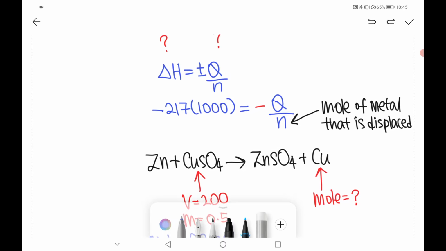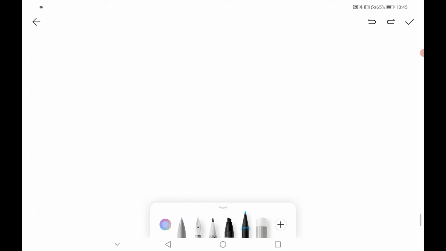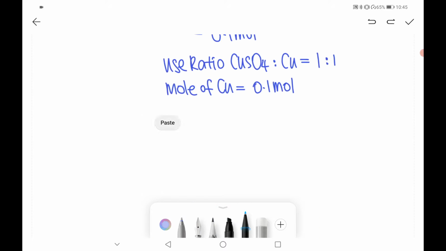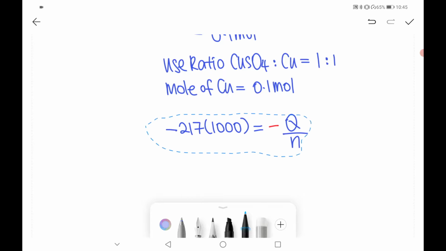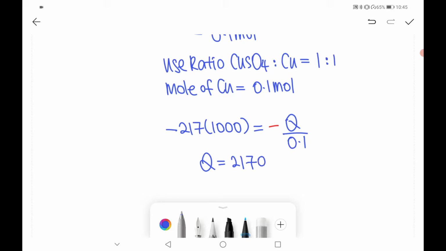Let me copy this formula, and then we put the mole back into it. We just change the mole here with 0.1. From here we just key into the calculator, and we will get the Q. So the Q is 21,700. The unit for Q is joule. So now we get the Q already, but this is not the final answer.